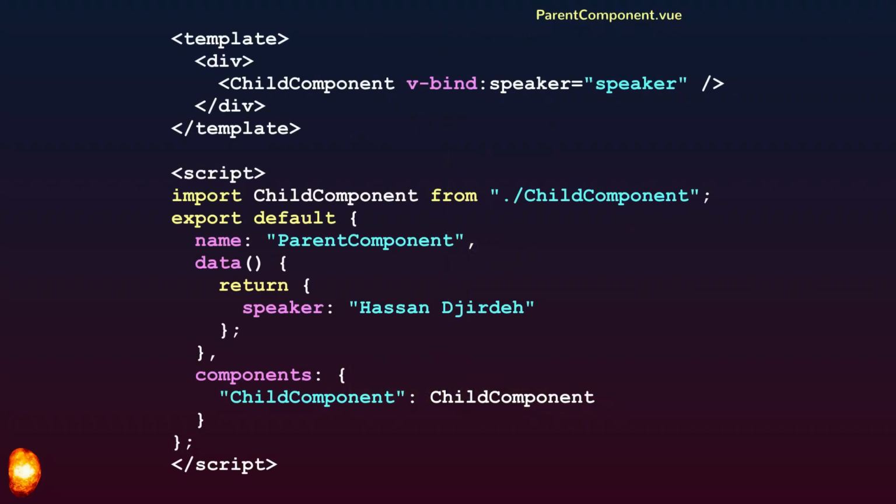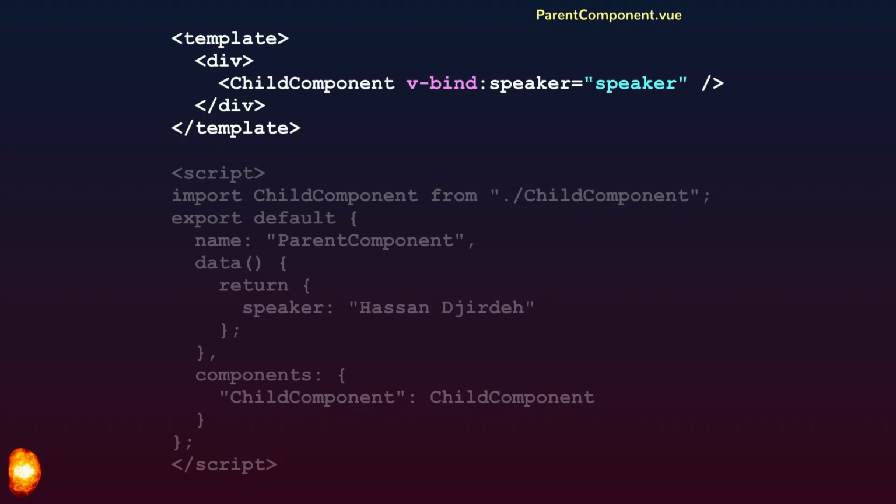They're pretty straightforward. Assume we have a parent component here in a parentcomponent.vue file, and in the script section, we're importing a child component, and we're registering it in the components property. This is another way of defining components. Instead of having them globally registered, you can simply register the components you want to use in the parent within the components property. This parent component also has a speaker data property of myself, Hassan Djirdeh. And in the template, all it does is it renders this child component, but it uses the v-bind directive to bind the speaker data property in the component to a speaker prop that's being passed to the child.